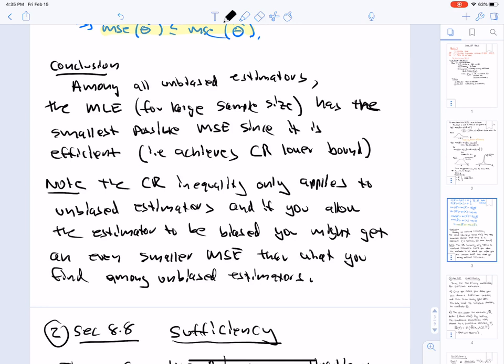So for many, MSE is the best measure of how good an estimator is, and they'll relinquish unbiasedness if it means that they can have a smaller MSE.